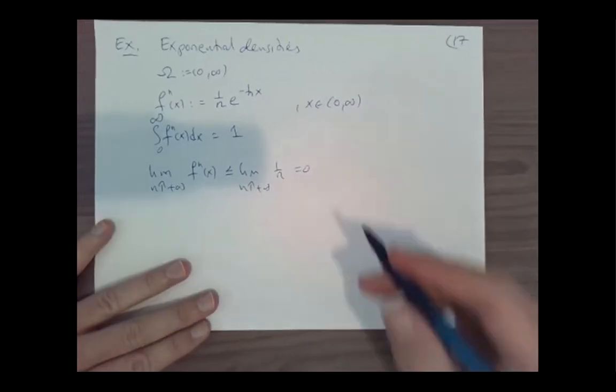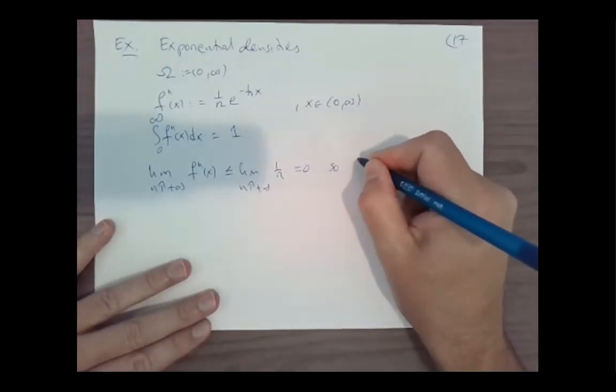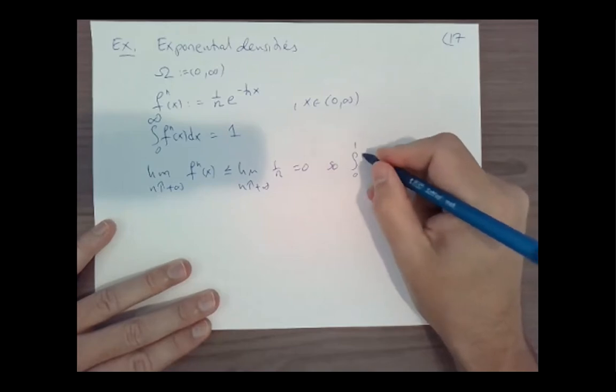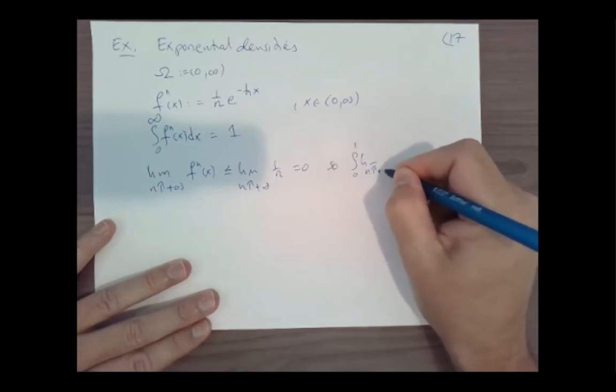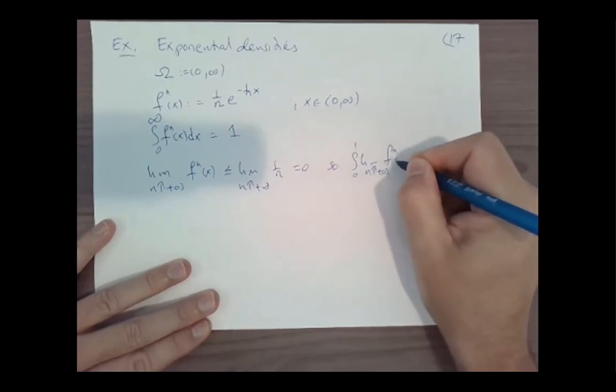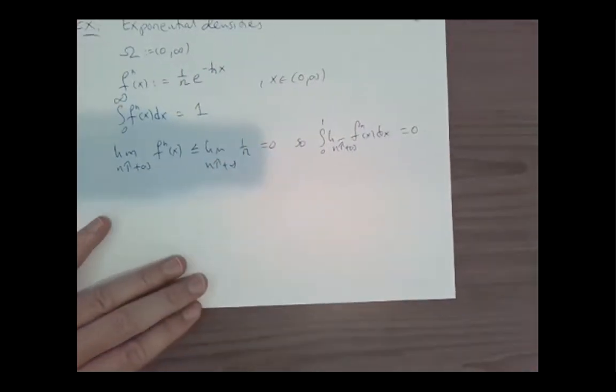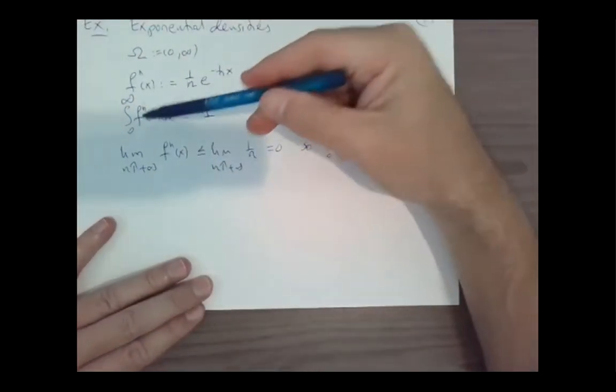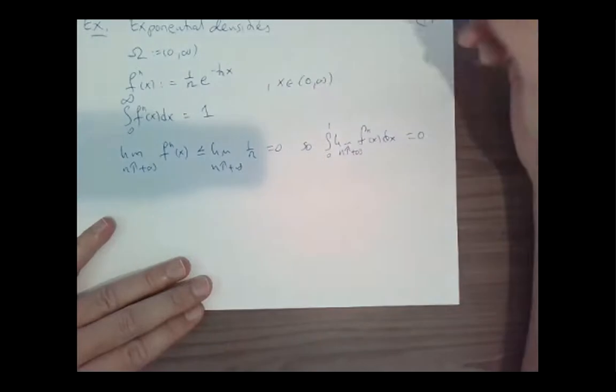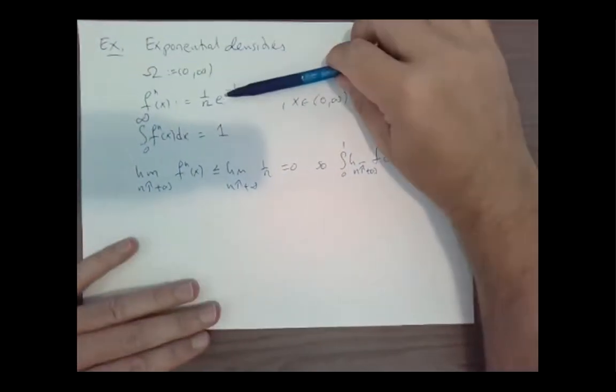So again, we have the same situation: if I'm looking at the integral from 0 to infinity of the limit as n goes to infinity of f n of x, this is equal to 0. And of course, if I take the limit of the integrals, I'm going to get a 1. So it fails pretty quickly.